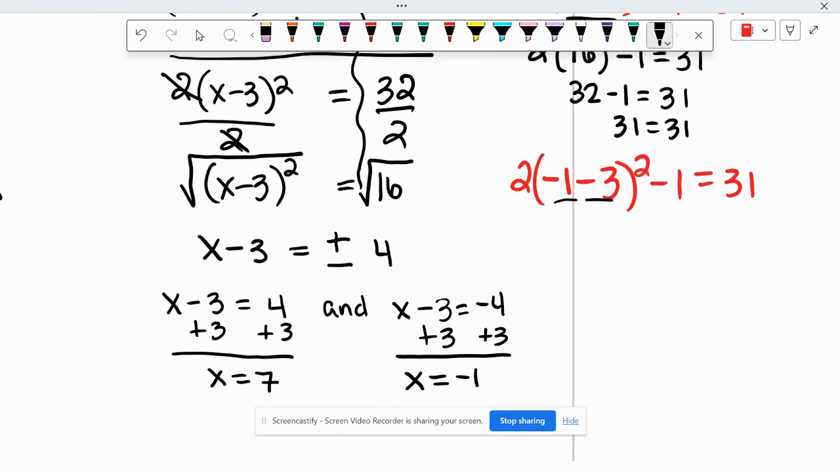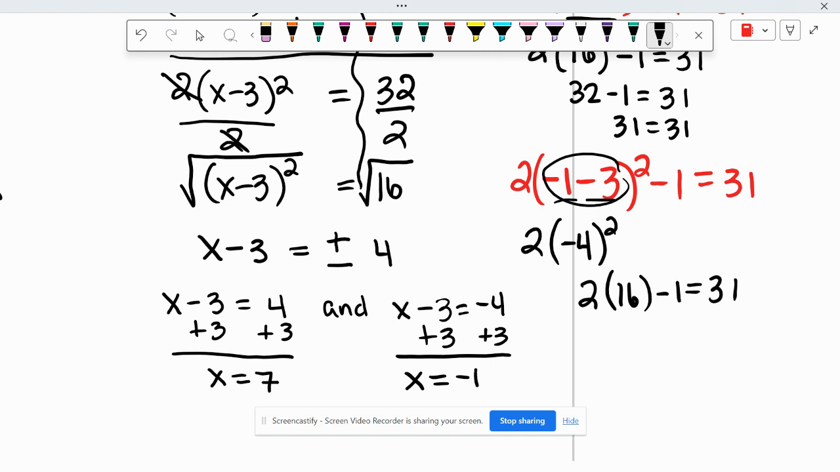Let's check the next one. What is -1 minus 3? What does this become? It becomes -4. What is -4 the quantity squared? So I have 2 times 16 minus 1 equals 31. What's 2 times 16? And 32 minus 1 equals 31.